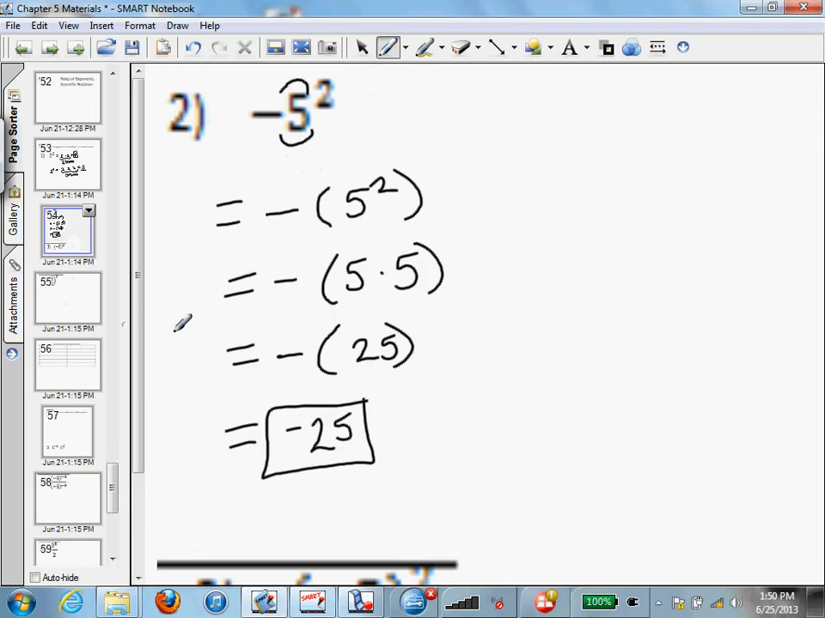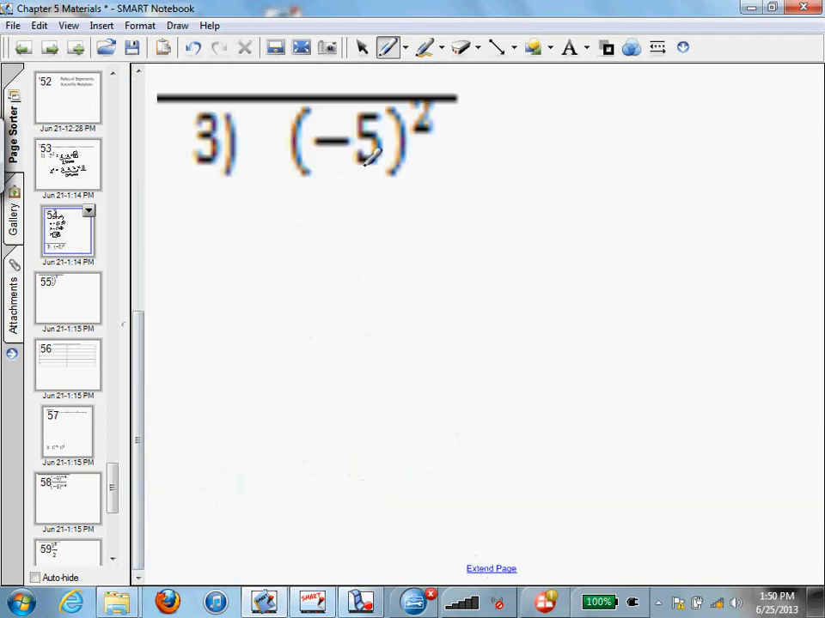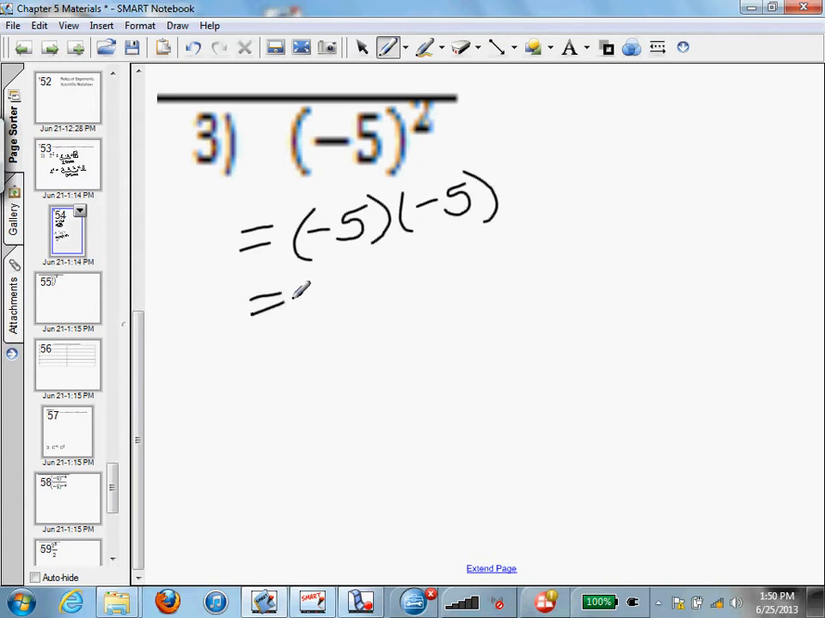Similarly, looking at example 3, the negative 5 is actually included in the parentheses. So this really means that negative 5 should be multiplied by itself 2 times. And as you know, a negative times a negative gives you a positive. So now we just do our simple multiplication of 5 times 5 is 25. So our answer is just a positive 25.